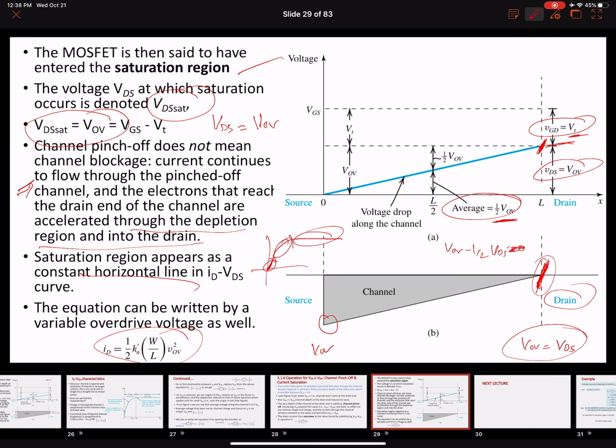In the next lecture, we are going to do a quick example, and we will discuss the PMOS as well. And we will take it from there, with more topics.